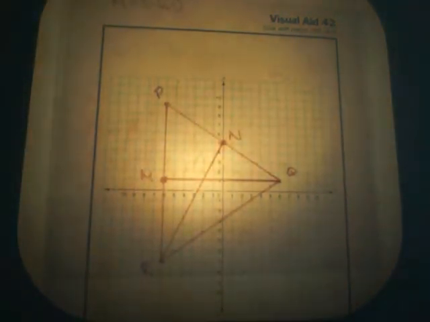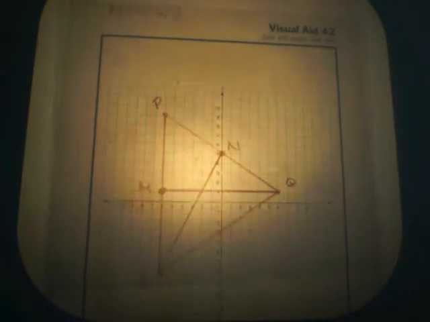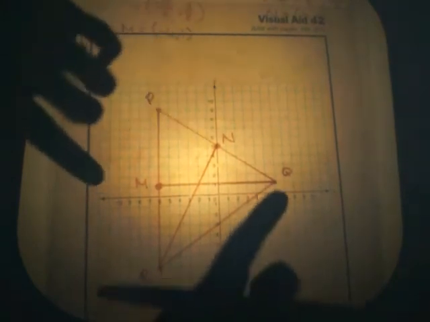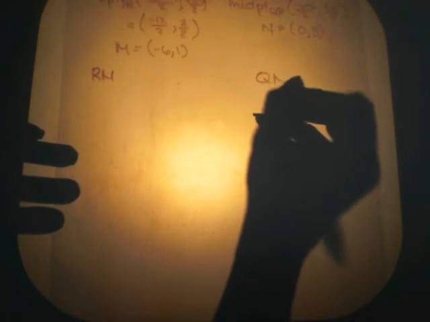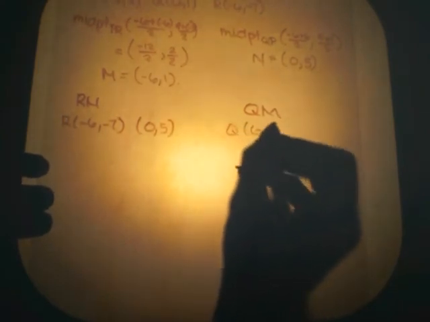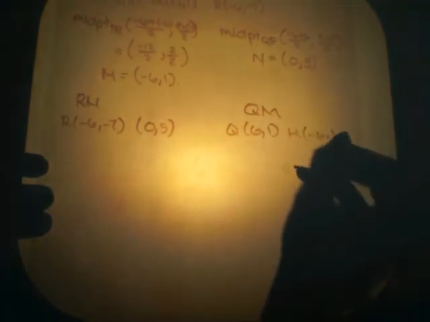So for the next step, I wanted to find the equations of my two lines. So I want the equation of line RN and the equation of line QM. So RN is the first line, QM is the second one. Okay, so I want to write down my points. R is from the top, -6, -7. And N is 0, 5. QM is going to be Q at 6, 1 and M at -6, 1.